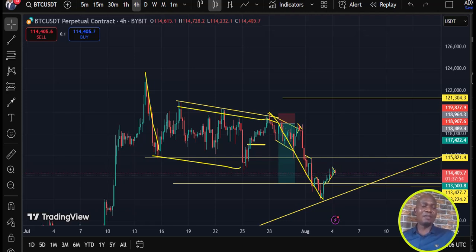Now, how do you enter once you see this? Because one thing is to identify a pattern, the second is to know your triggers. Your trigger should be a break of structure. A break of structure is something that we recognize.